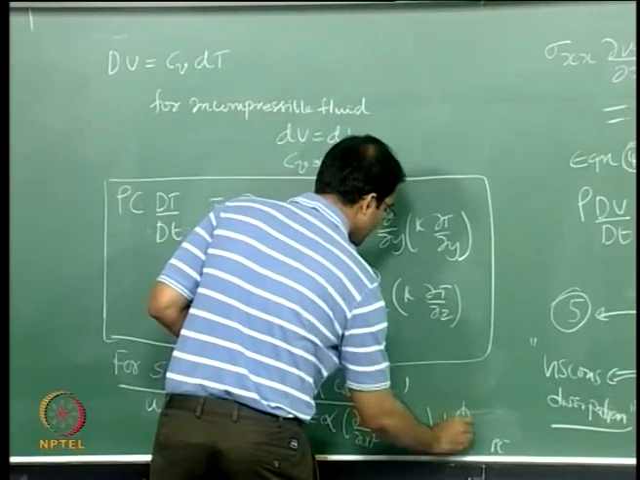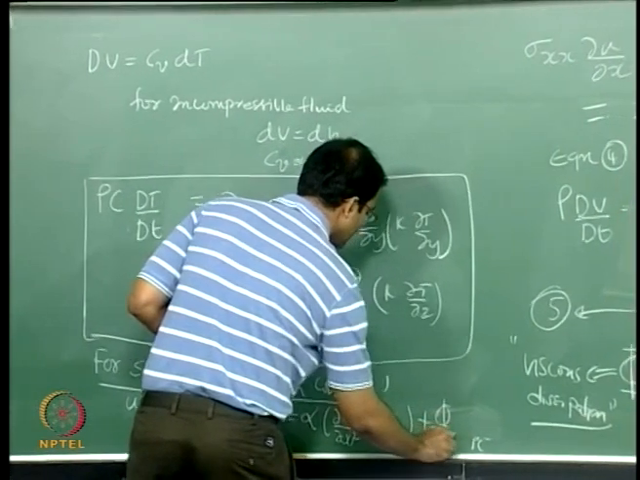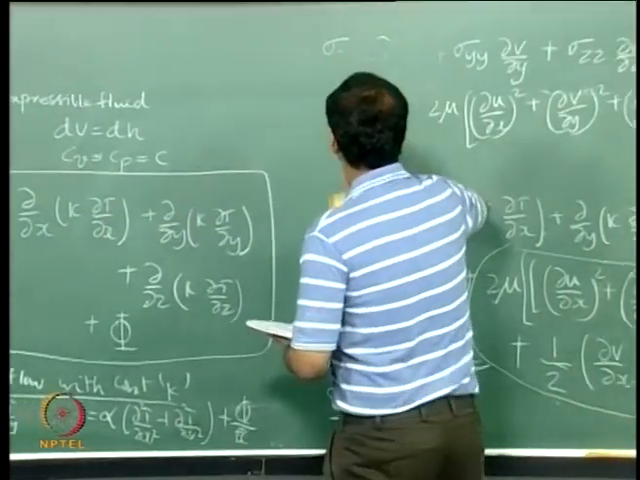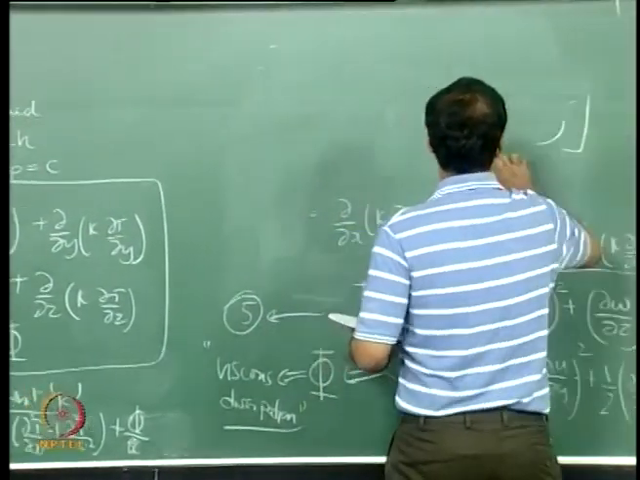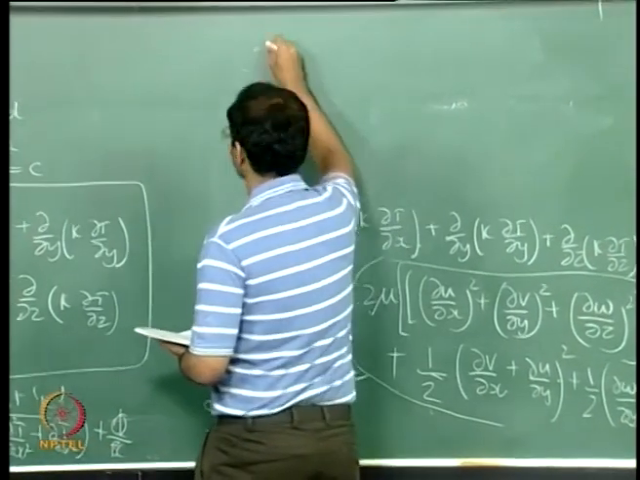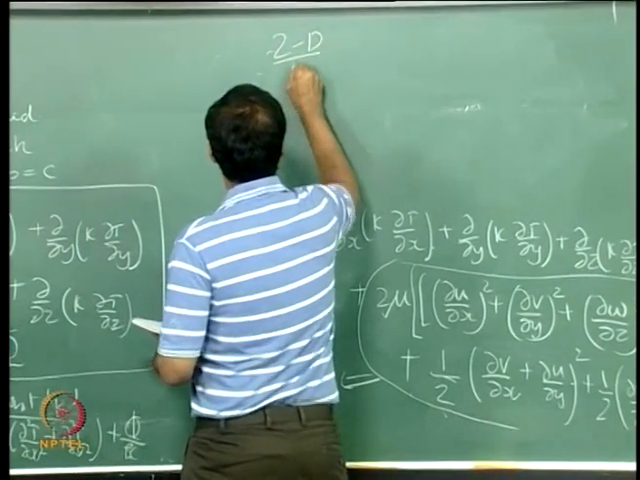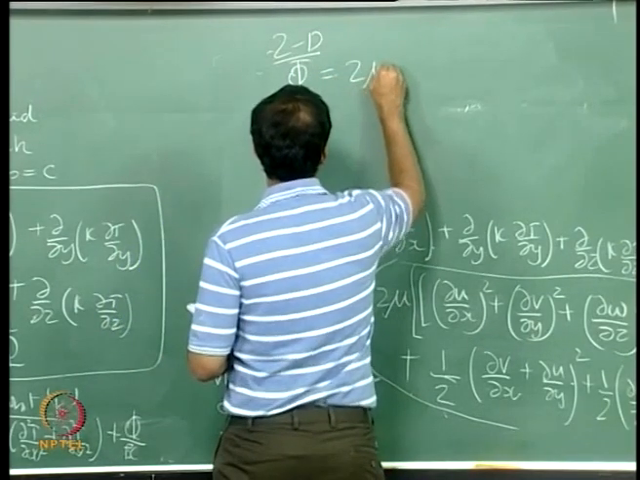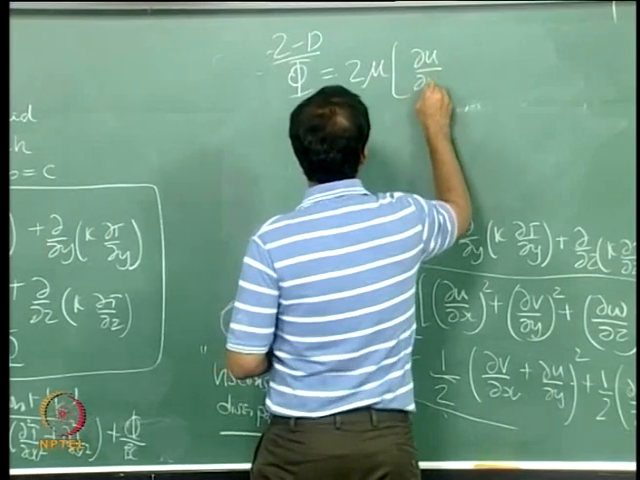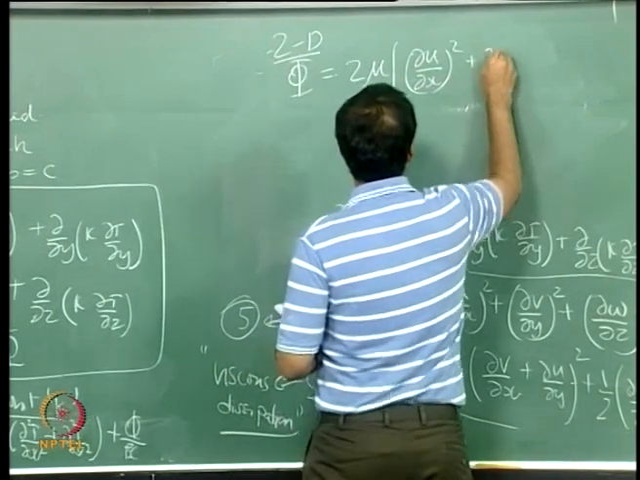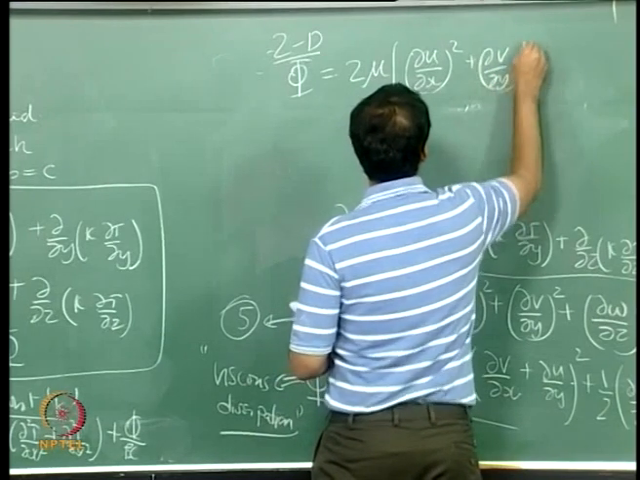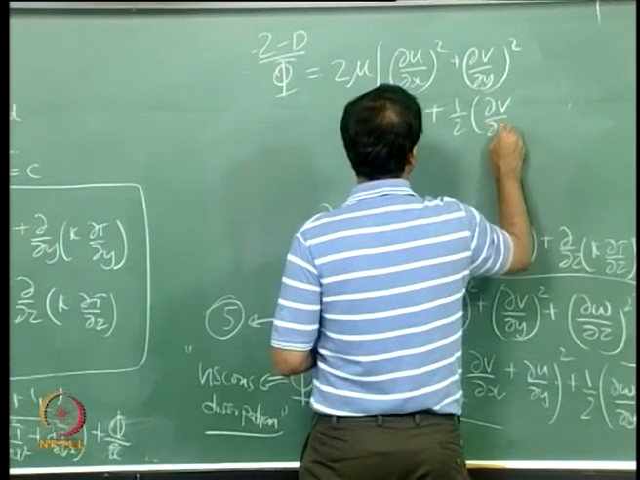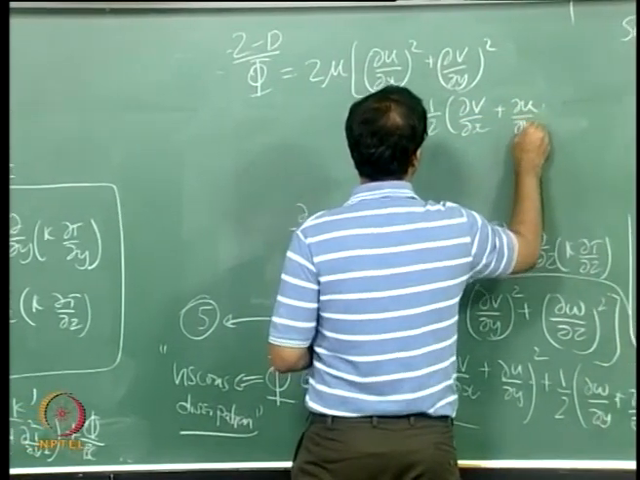Plus phi by rho C, where phi becomes even more simplified. Okay, for 2D flows I can expand my phi, so that will be only 2 nu into du by dx the whole square, plus dv by dy, plus half of dv by dx plus du by dy the whole square.